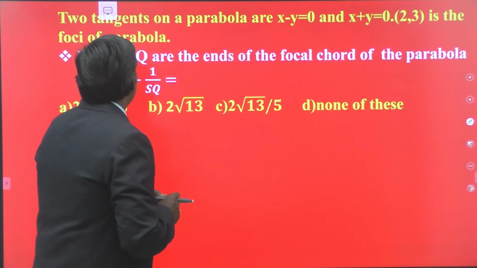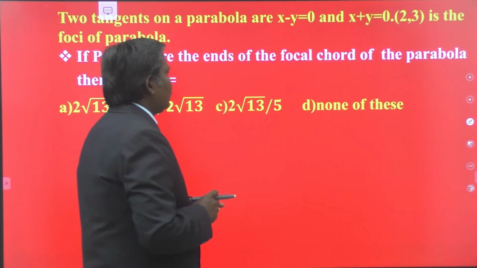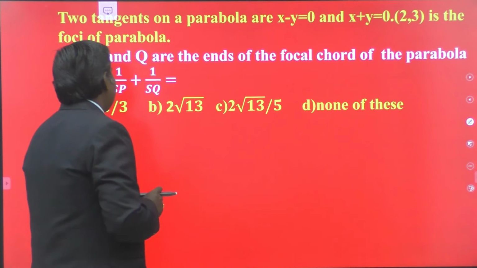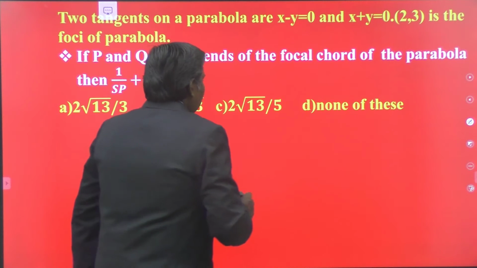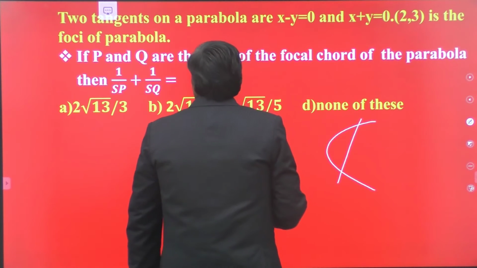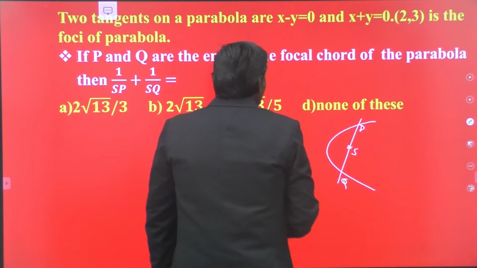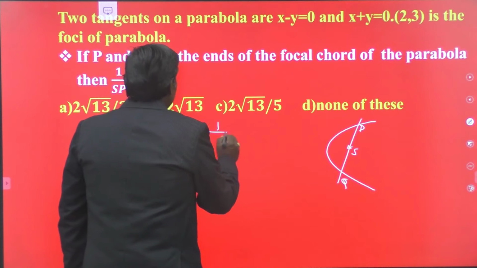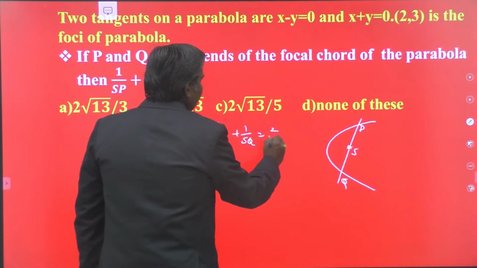This is the thing. See here, P, Q are ends of the focal chord of the parabola. Then 1 by SP plus 1 by SQ is what? That is the question. If it is a parabola, and PQ is a focal chord through S, then we know the result: 1 by SP plus 1 by SQ is equal to 2 by L.